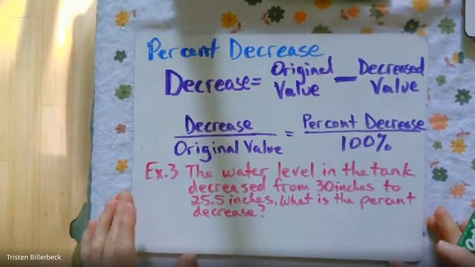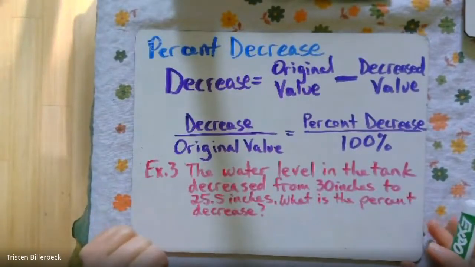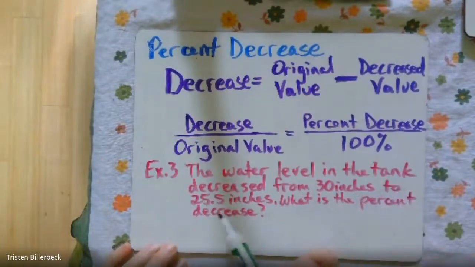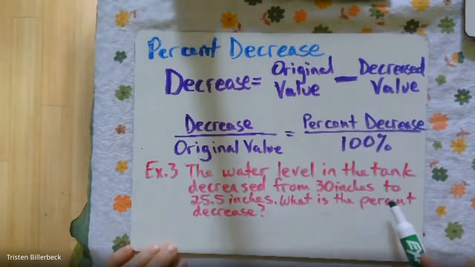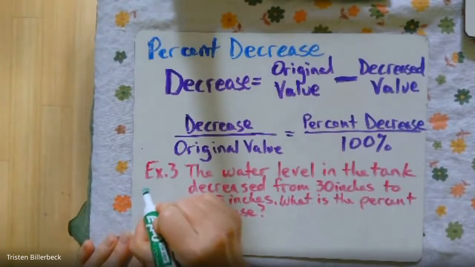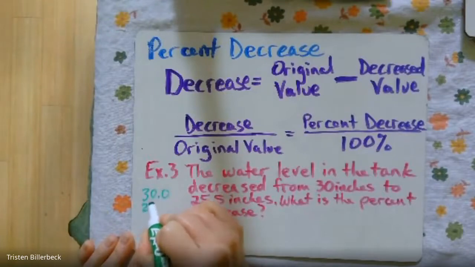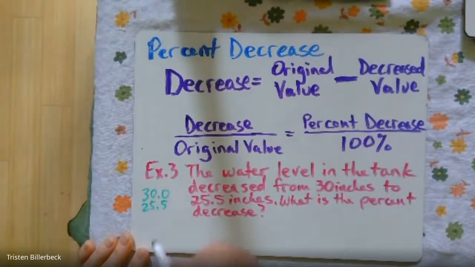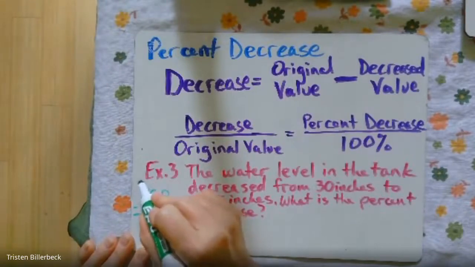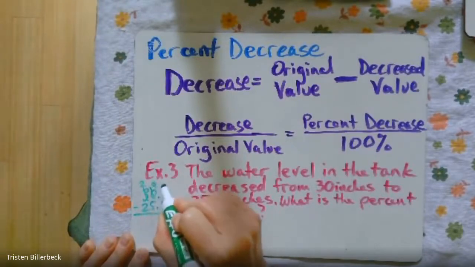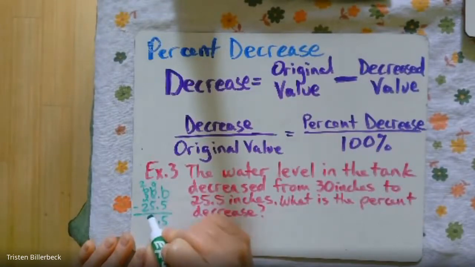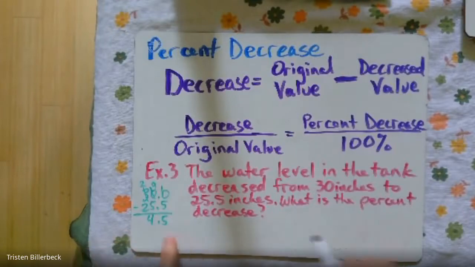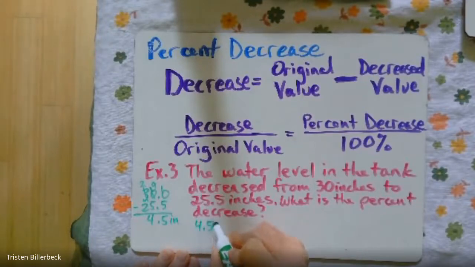Now we want to solve the problem at hand. The water level in the tank decreased from 30 inches to 25.5 inches. What's the percent decrease? If we take 30 inches and subtract 25.5, we carry a 1 and make that a 9, and we have 4.5. So we lost 4.5 inches. That's our decrease. So we're going to write 4.5 inches over the original, which was 30 inches.